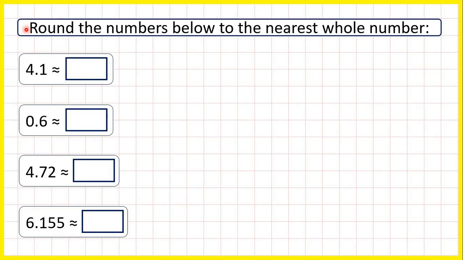We need to round the numbers below to the nearest whole number. So first we have 4.1. To round to the nearest whole number, we can circle the ones digit and underline the digit to the right, so underline our tenths digit.